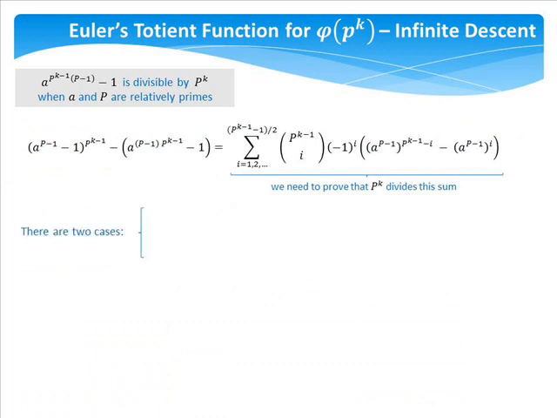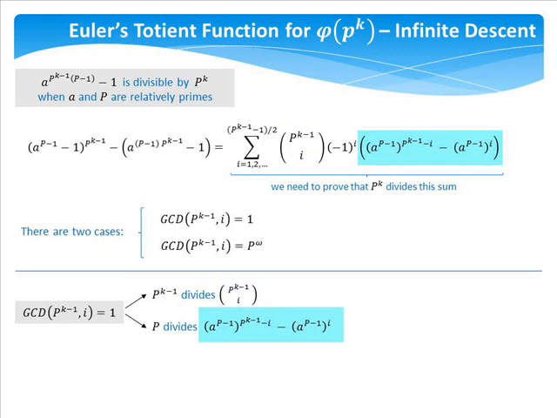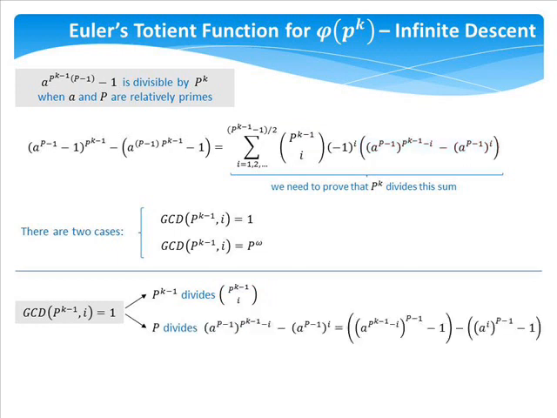with two cases. The first case is when there is no common factor between p raised to k minus 1 and i. And the second case is when there is a power of p that is their greatest common factor. When the common factor is 1, then p raised to k minus 1 divides the binomial p raised to k minus 1, choose i. Plus, p divides the difference of the terms in the summation formula, as adding and subtracting 1 for each term yields a Fermat's little theorem situation.